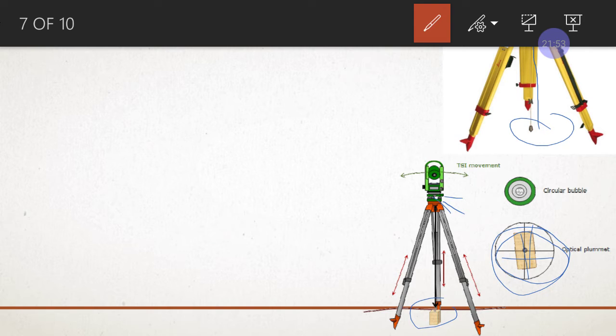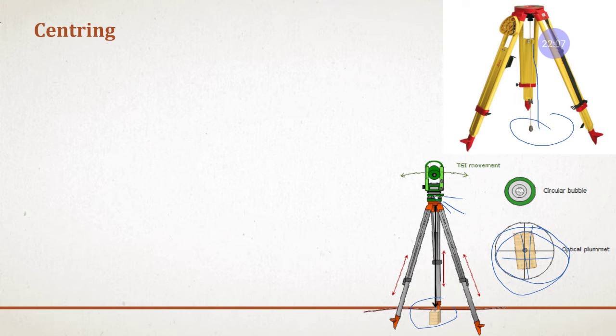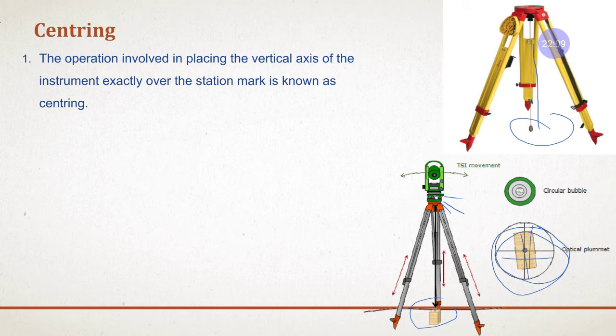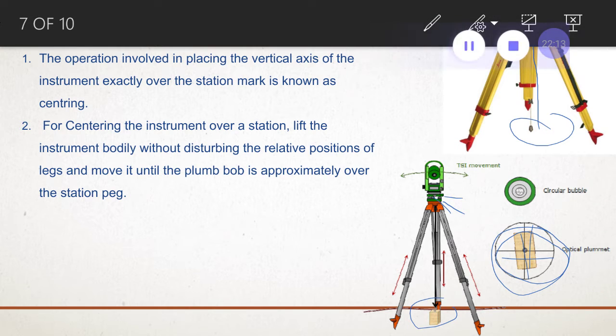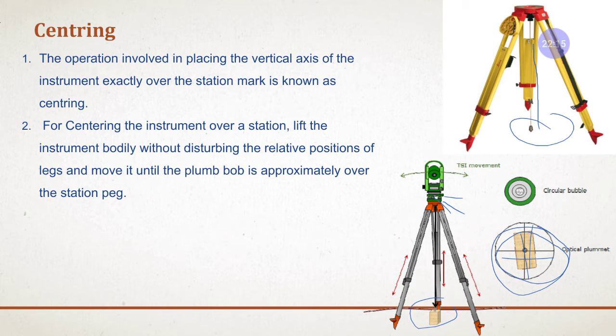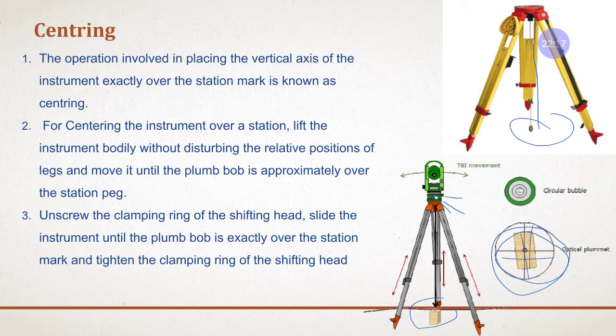So with the help of the plumb bob or with the help of the optical plummet, depending upon the model of the theodolite. The higher versions of the theodolite have the optical plummet. If it is the older one, you have to use the plumb bob. You have to center it, right? So whatever I have told you here is been told here, right?